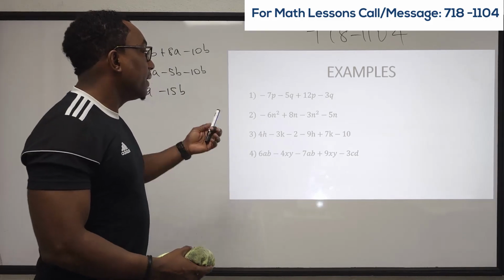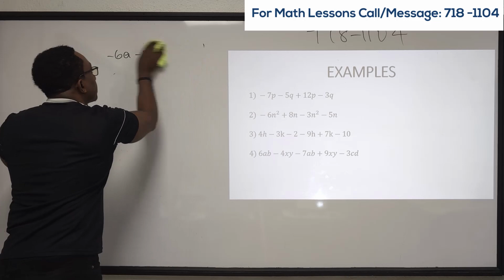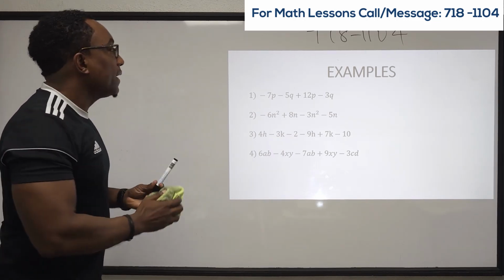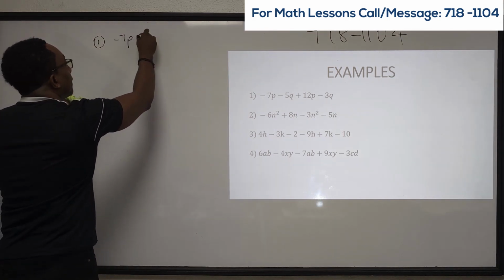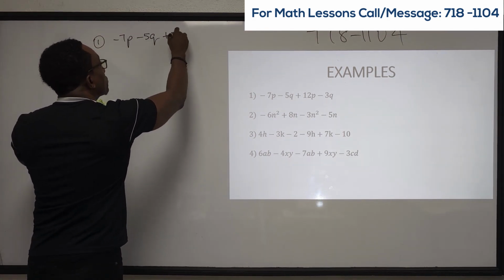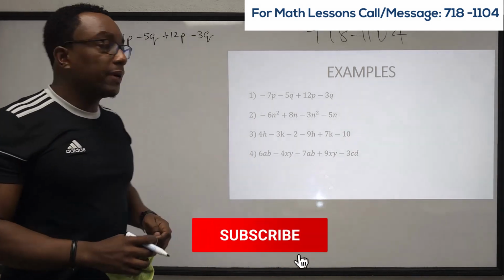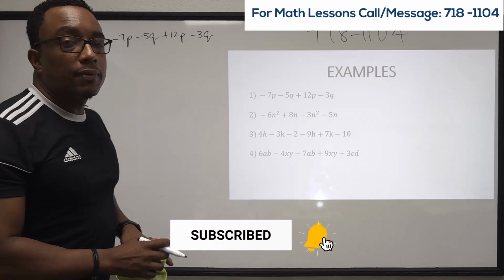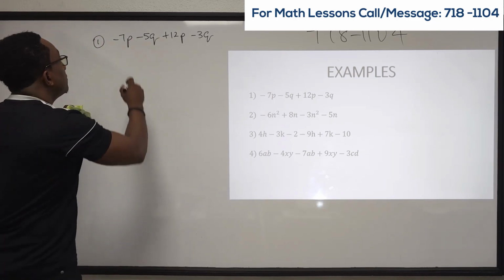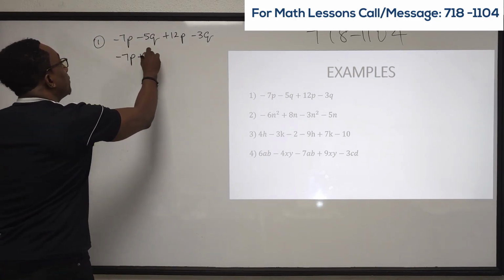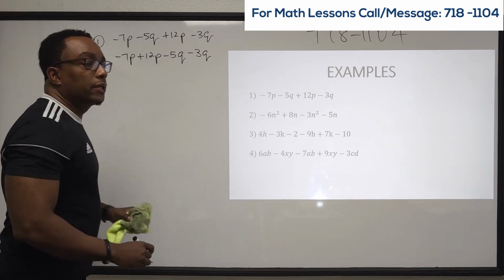So let's look at some more examples. So let's look at those 4 examples. So we have here 1, negative 7p minus 5q plus 12p minus 3q. So we have 4 terms in that algebraic expression. So we're seeing 2 terms involving p, 2 terms involving q. So let's rearrange by grouping like terms. So negative 7p plus 12p minus 5q minus 3q.